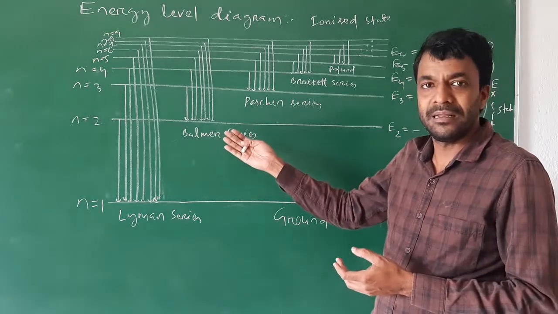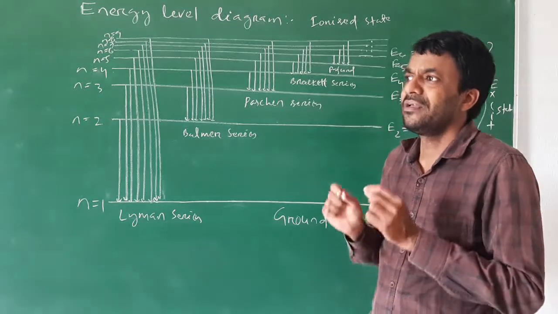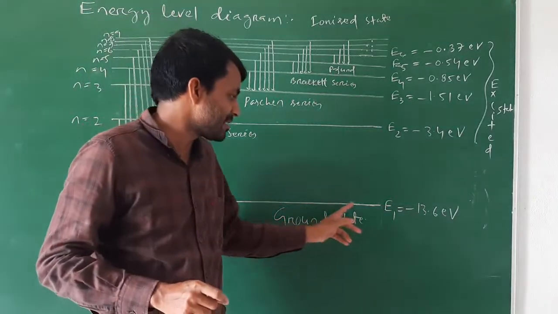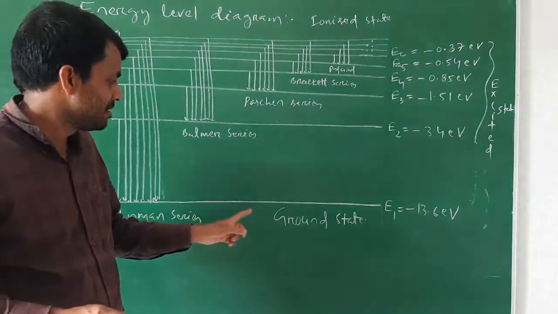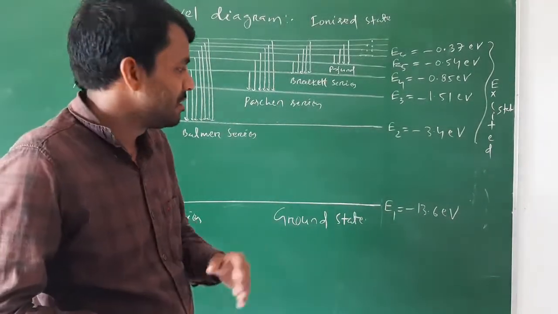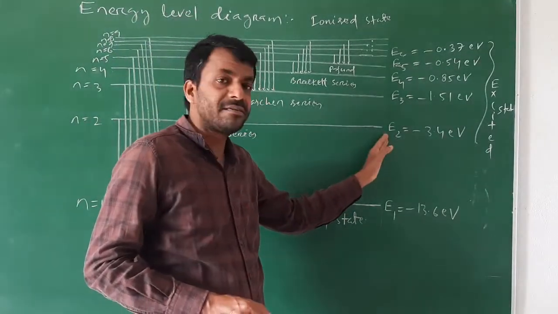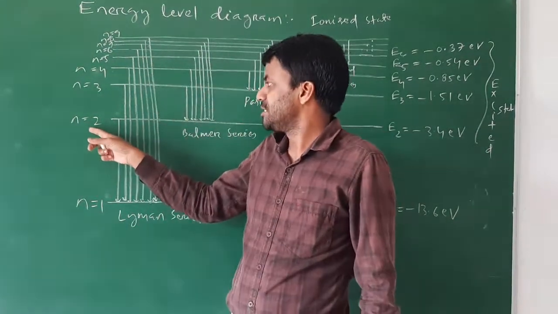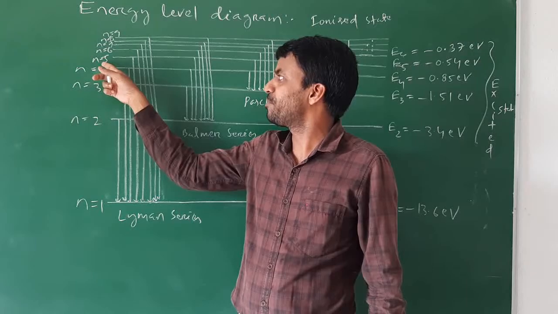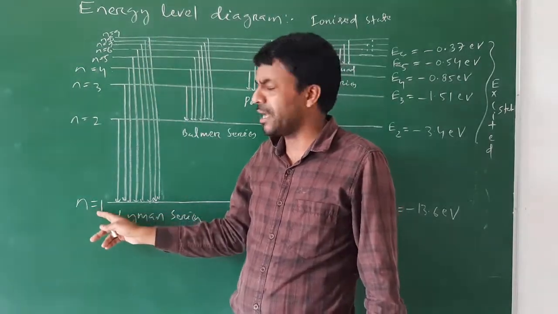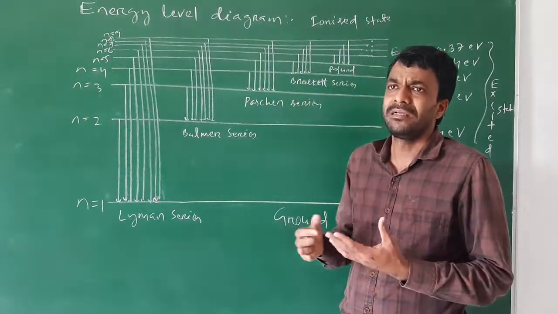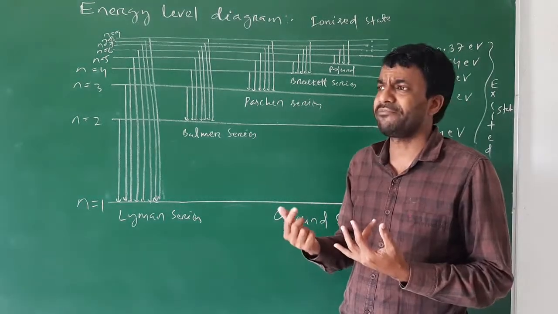According to their level of energy, if the electron is present in the first orbit, that is also known as the ground state. The ground state has energy minus 13.6 electron volt. The second state is n equal to 2, the third state is n equal to 3, the fourth state is n equal to 4, the fifth state is n equal to 5, etc. n equal to 1 is the first state, the ground state, and n equal to 2, 3, 4, 5 are the second, third, fourth, fifth states.